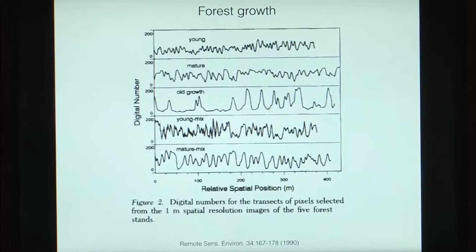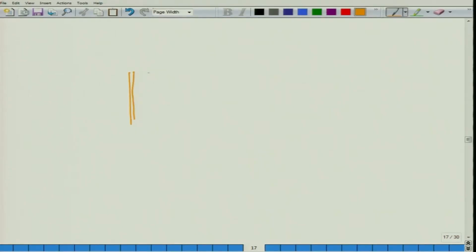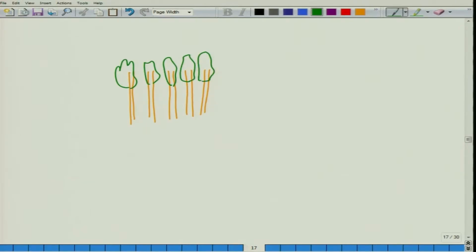We can also use LIDAR to understand forest growth. For instance, in this figure on the top panel we are seeing a young plantation followed by a mature plantation followed by an old growth. So why do we get this image? In a young plantation we would be seeing very thin trees that are close together. So this is a young plantation.